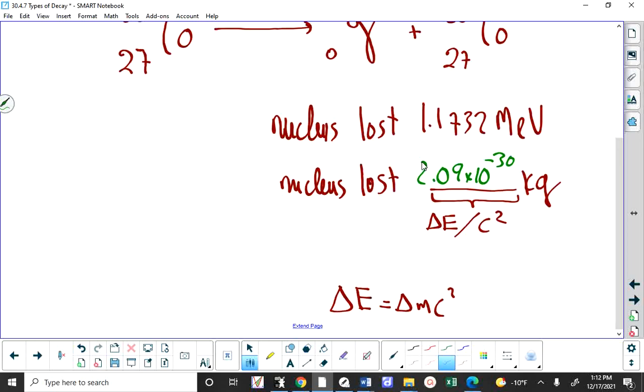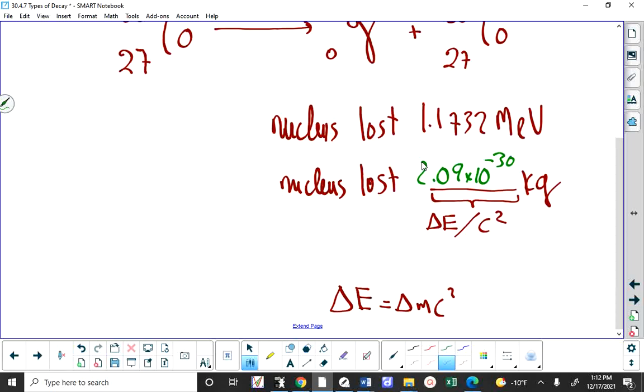Classic exam question would be, during the gamma decay of cobalt-60, a photon of energy 1.1732 million eV is produced. What is the mass loss of the nucleus? Or I give you the mass of the nucleus before the decay. I tell you the energy of the photon that's produced, and I ask you to find the mass afterwards. So you would have to go, okay, I got to subtract that mass to find the lower mass.